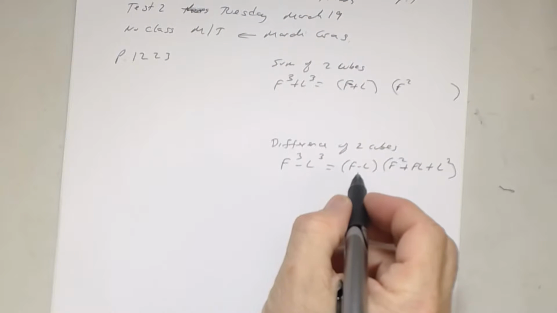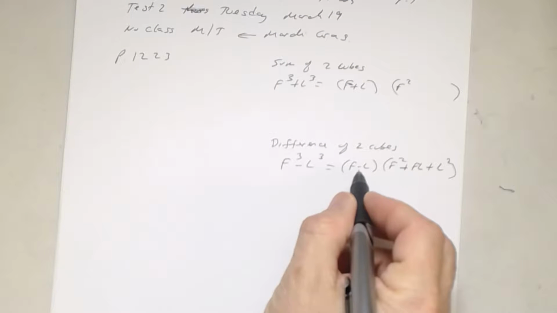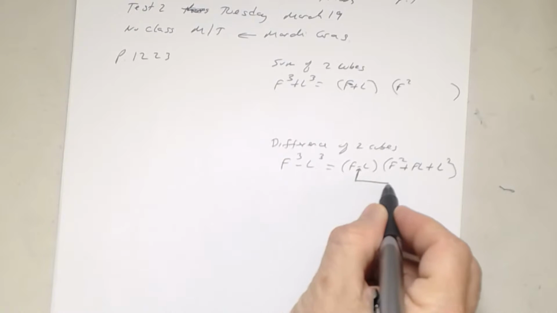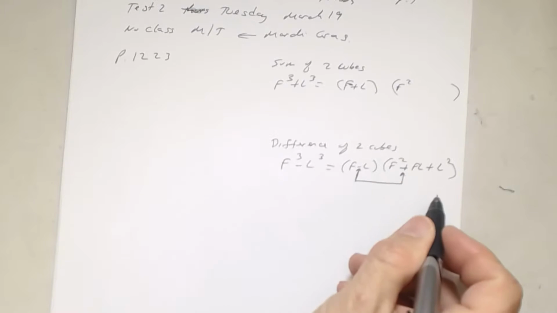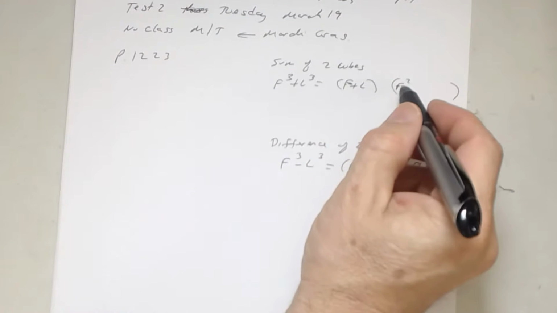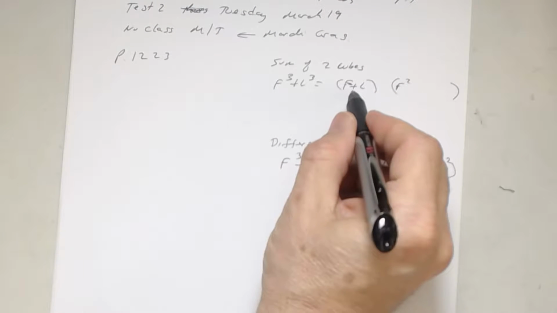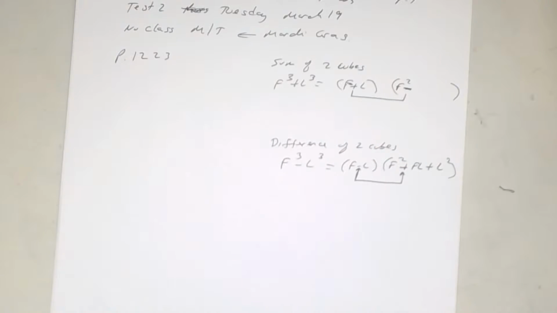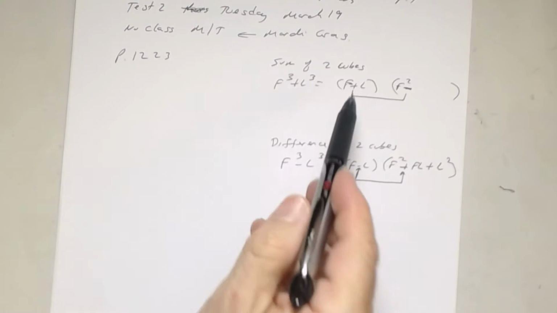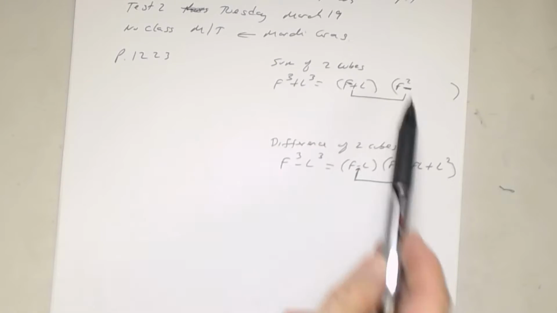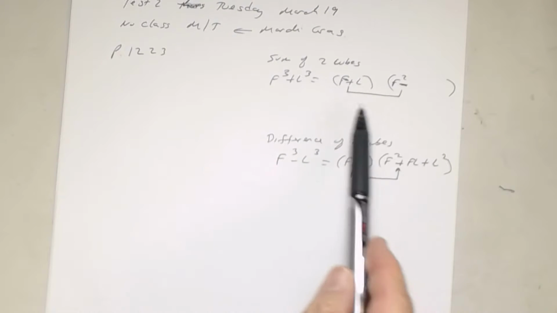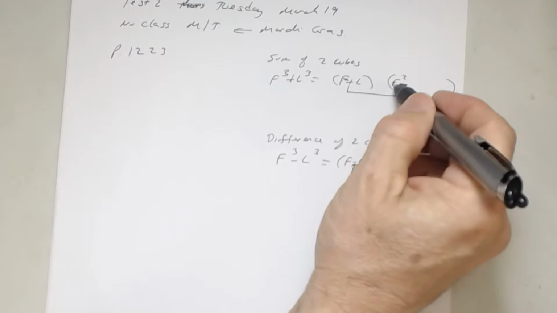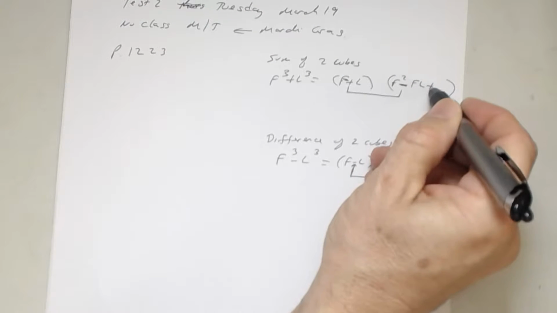Now, when you go back to the difference of two cubes, you see how in the binomial that was a subtraction right here? And we look at that second term, it's an addition. When you factor the sum of two cubes, see how this is addition? And this is going to be subtraction. So everything's going to be the same except for these two. Both of these formulas look the same except for the sign. So there'll be F squared minus FL plus L squared.